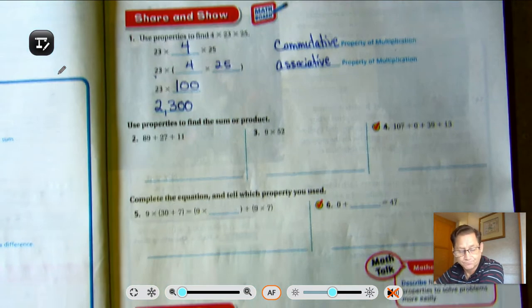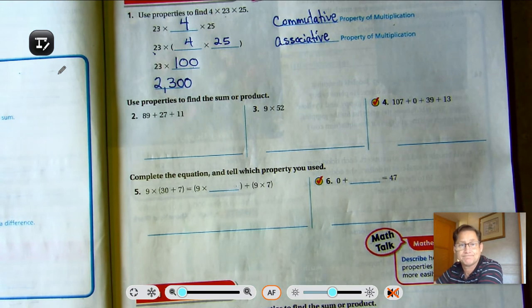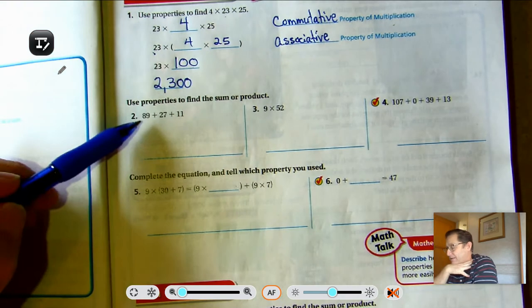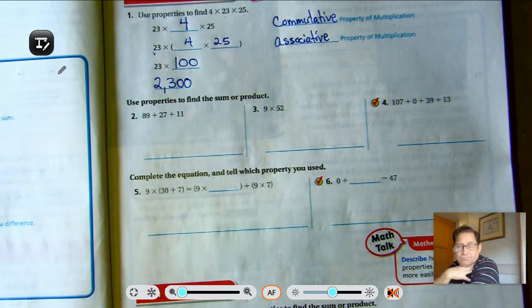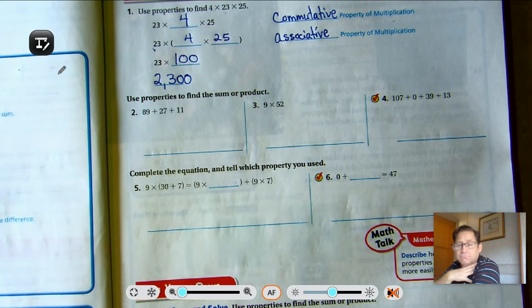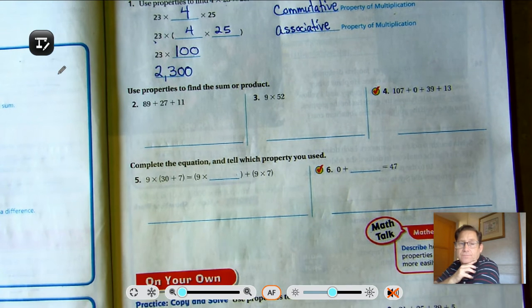Simple enough. Now, number 2, use properties to find the sum or the product. 89 plus 27 plus 11. Now, of course, I can just add that. I could go in that order because the order of operations says that when there's only addition left in a problem, you just add left to right.